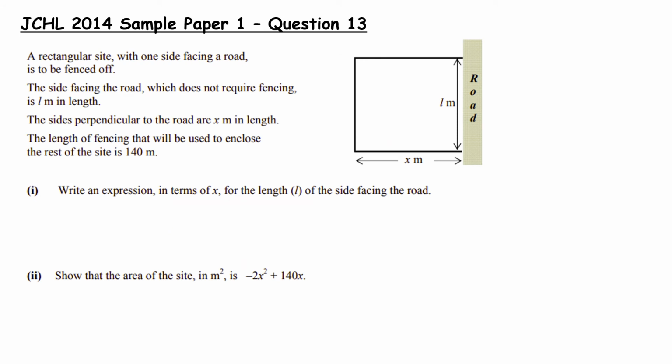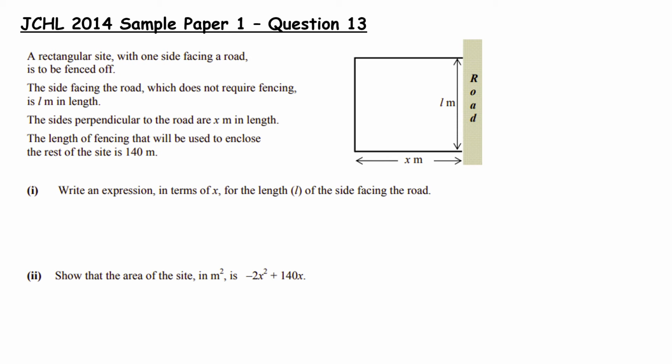Now this is a Junior Certificate Higher Level 2014 question. It's from the sample paper. A rectangular site with one side facing a road is to be fenced off. The side facing the road, which does not require fencing, is L meters in length. The sides perpendicular to the road are X meters in length, and the length of the fencing that will be used to enclose the rest of the site is 140 meters.